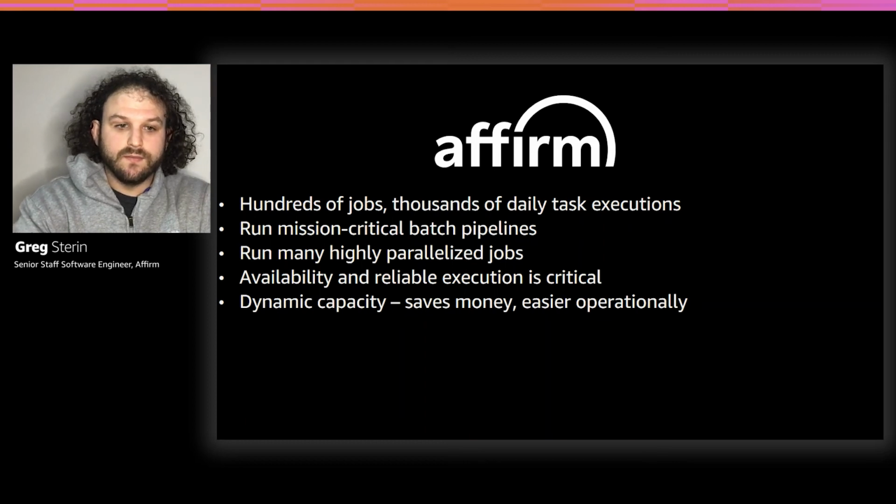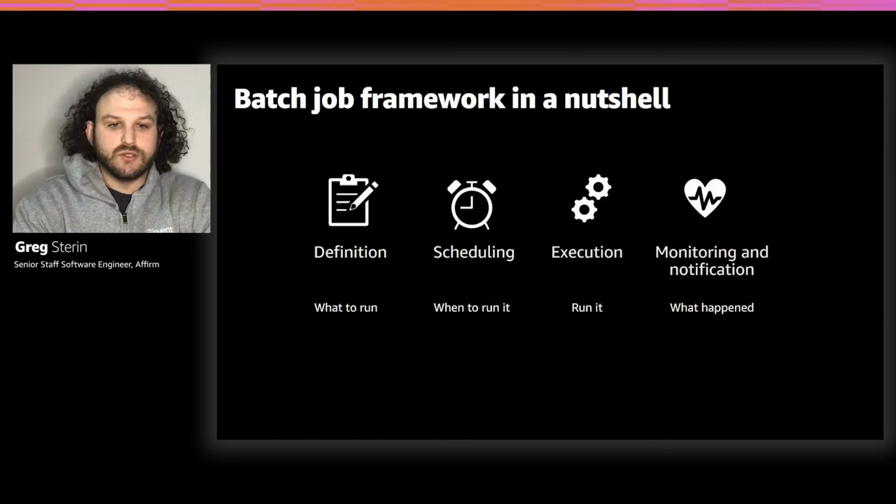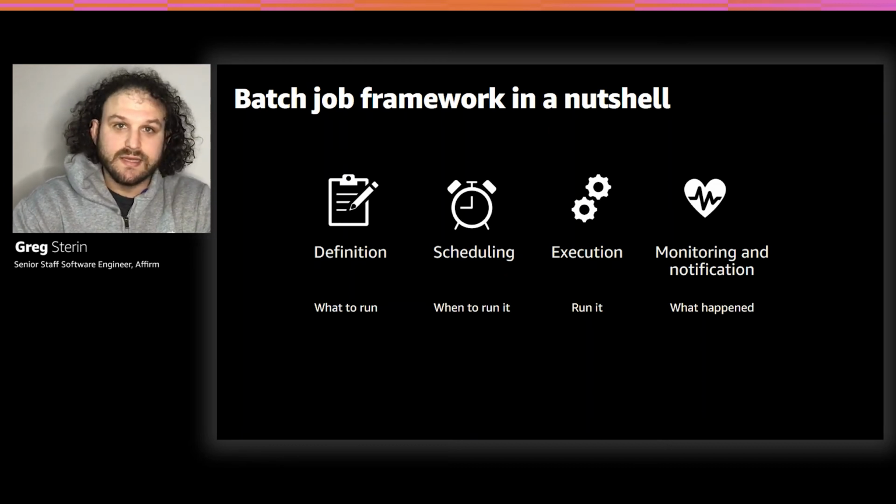So what do we want in a job framework? Well, in a nutshell, I think if you take any batch execution framework out there, it's going to have these four components, right? You need some way to define your job. You need some way to tell it when to run, scheduling, and then something needs to execute it. And then once it runs, you need to be able to see what happened. How's it going? What's the status? Notifications on results, and so on and so forth.